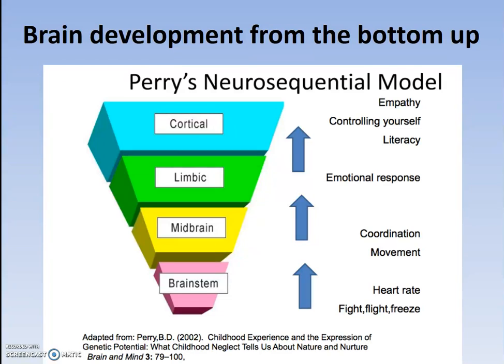At each stage of a child's development, the brain is developing from our most basic functions, like breathing, sleeping, thirst and hunger, to more complex functions like managing emotions and thinking and reasoning.